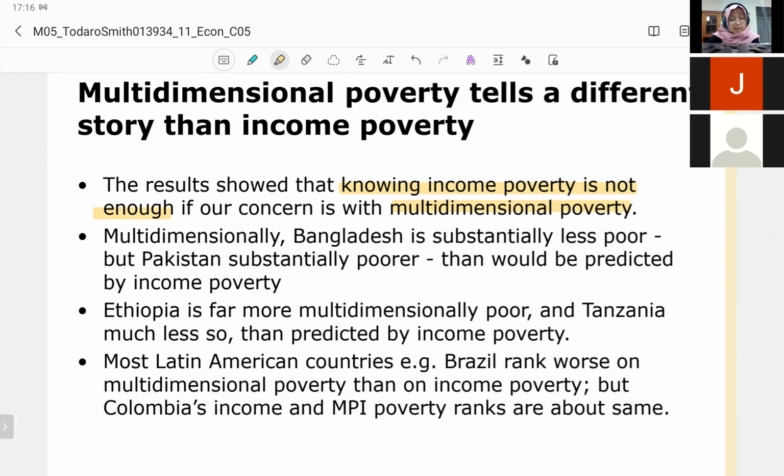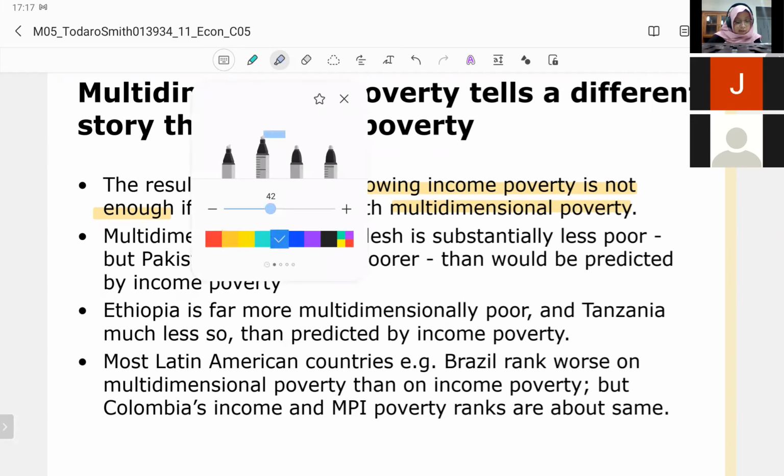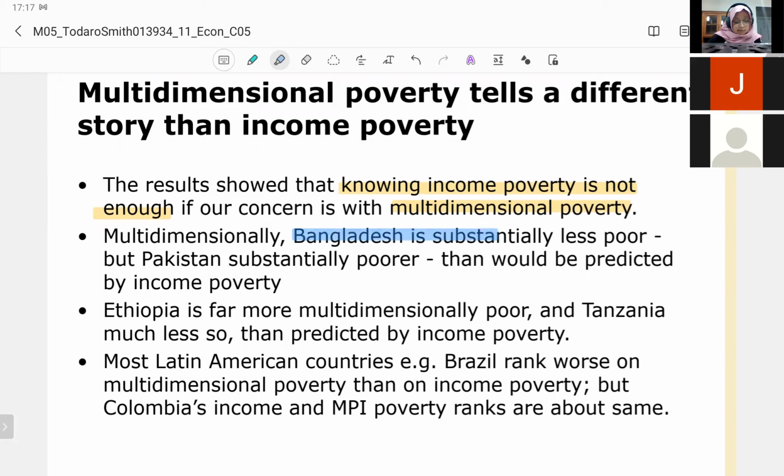Okay, multi-dimensionally, Bangladesh is substantially less poor, but Pakistan is substantially poorer than would be predicted by income poverty. So according to the MPI, Bangladesh is less poor, and then Pakistan is poorer. This is based on the MPI, but based on the income poverty only, then it's the other way.